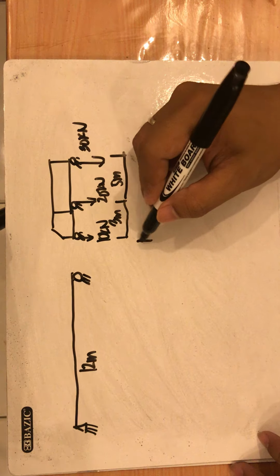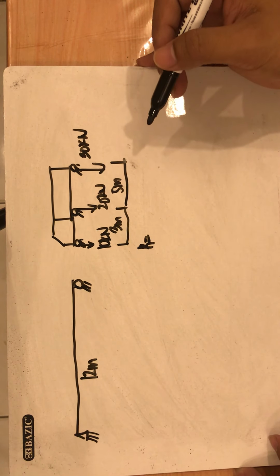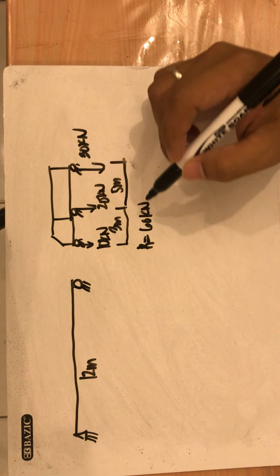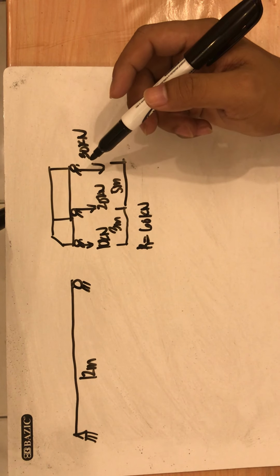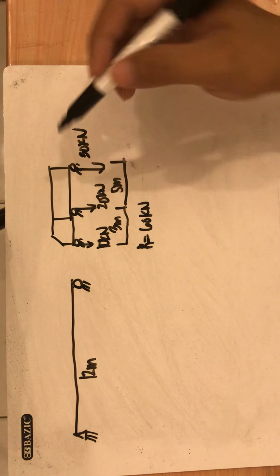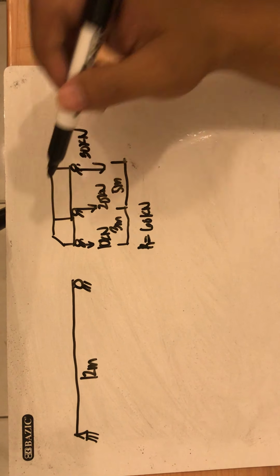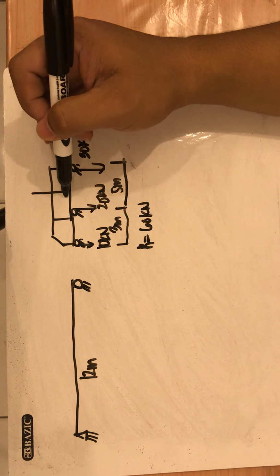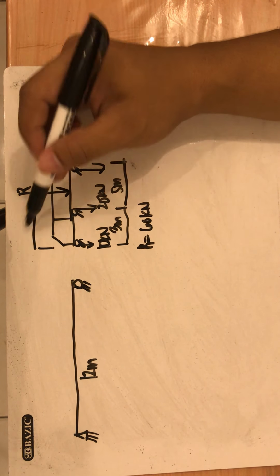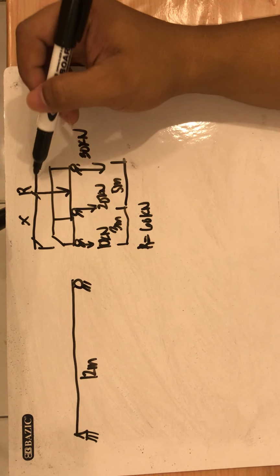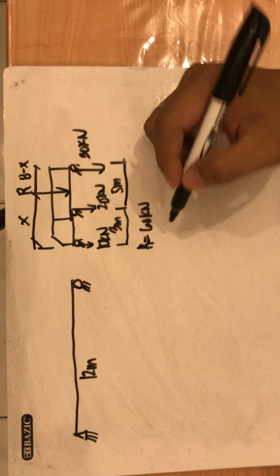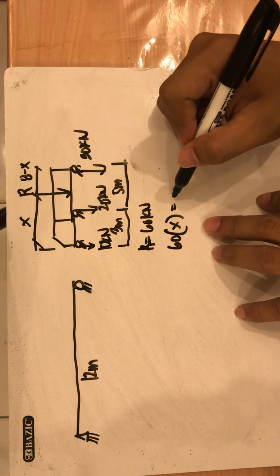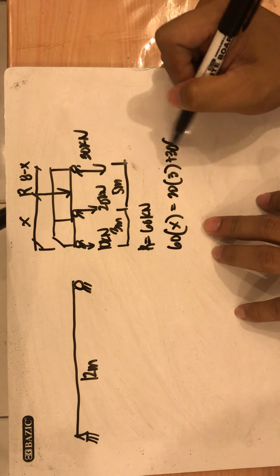Then next, to determine the resultant, let's get the resultant first. So, R equals 30 plus 20 plus 10, which is 60 kilonewton. Now let's determine the value of X. Let's assume the resultant is somewhere here. This is the resultant, and the distance is X. Then from here, it is 8 minus X. So, resultant, 60 times X equals 20 times 3 plus 30 times 8.